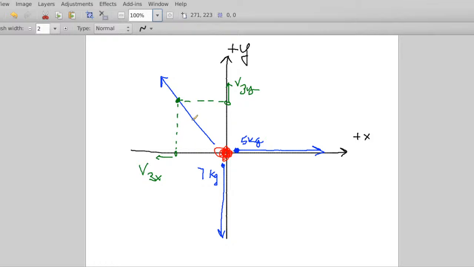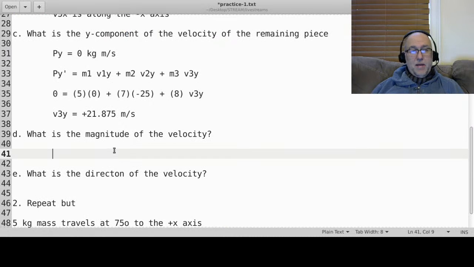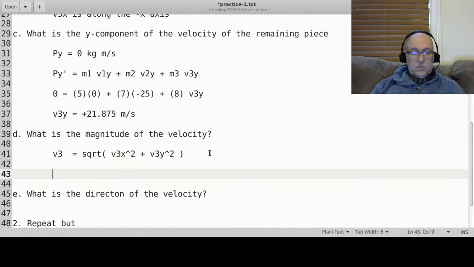Each individually are the projections along the axes. Okay, so if you want the full velocity, just like what you would measure in a lab, well, what's that going to equal? Well, you need to use the Pythagorean theorem. Remember, we're converting from Cartesian to polar, so it's the square root of v3x squared plus v3y squared, like that.